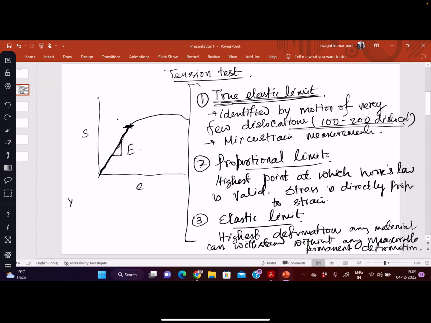Then the most important is yield strength. So what is this? This is the point where offset strain of 0.2%. This we usually take as yield strength of the material.